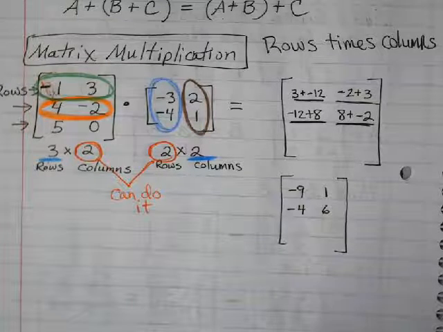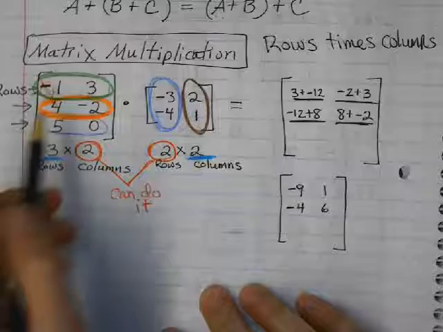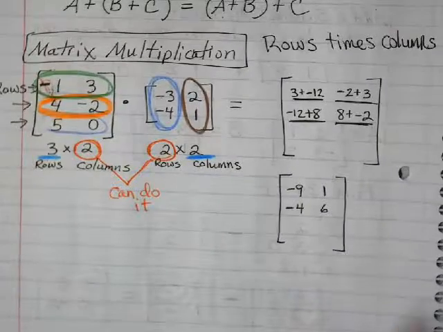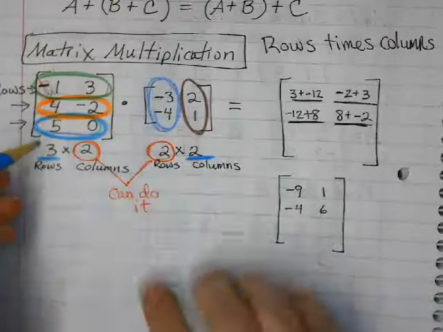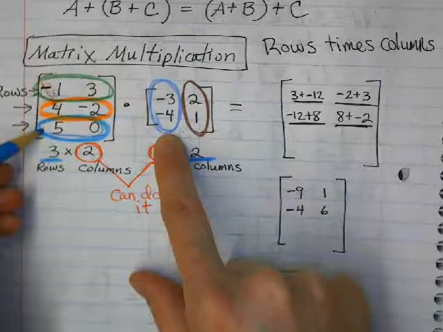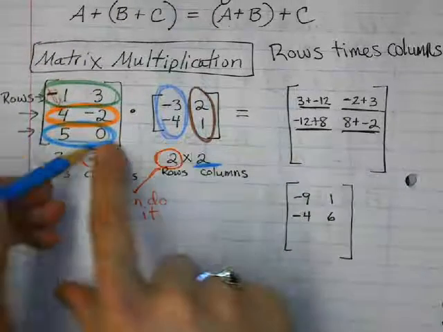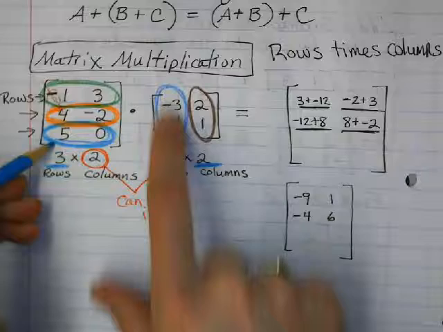Let's try a dark color here. No, that's not dark enough. I need a different color. It's okay, I'll do blue again. So it's blue times blue, but it's all right. So now the blue row at the bottom times this first blue column.